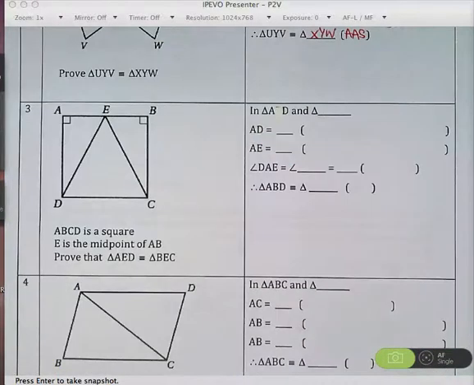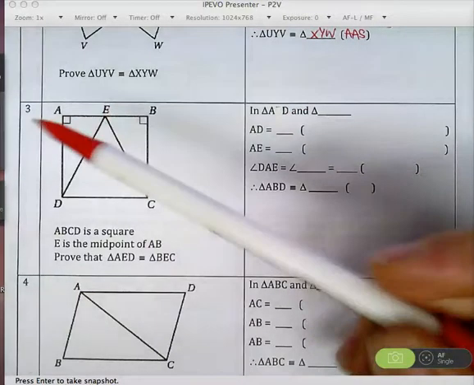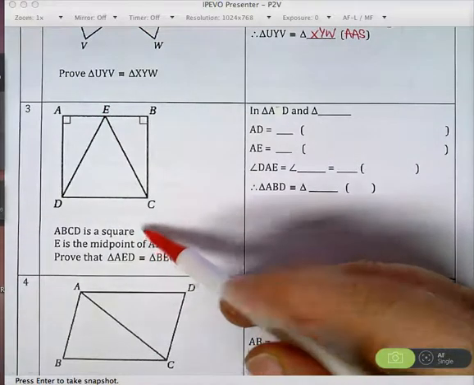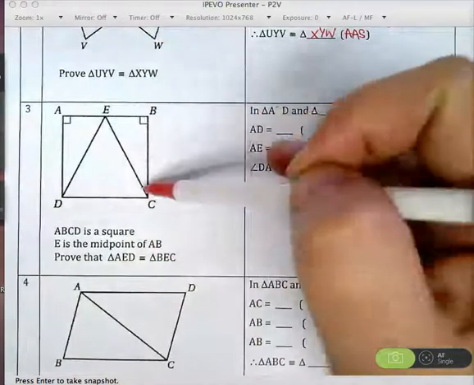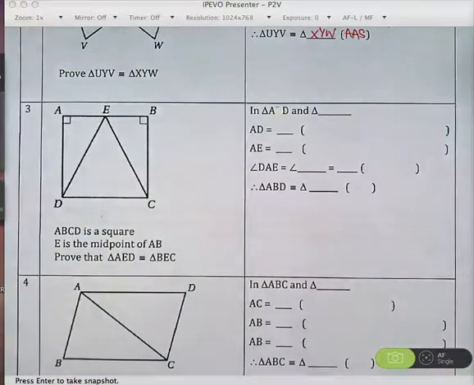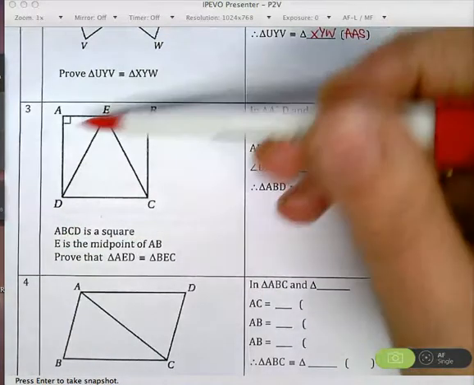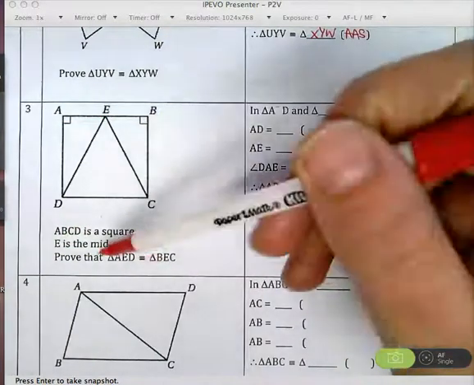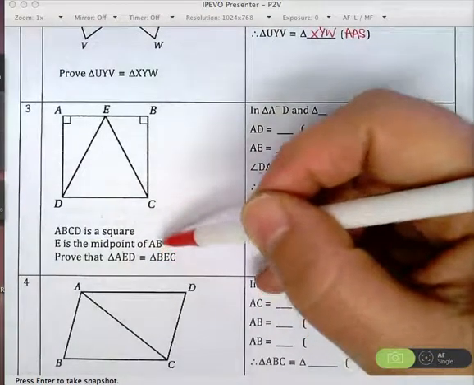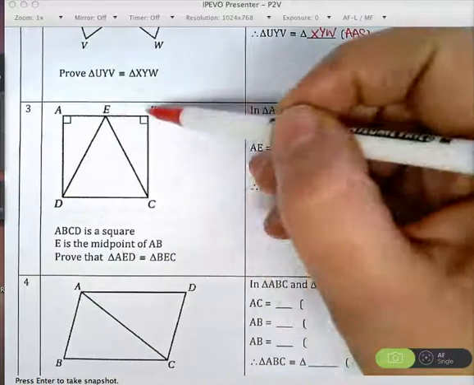Now for question 3. There's a little typing error just over here. We've got ABCD is a square. Because we're told that we can use any property of a square that we want to, such as all angles are right angles, that all four sides are equal or opposite sides are equal. We're also told that E is the midpoint of AB, and we have to prove that triangle AED is congruent to triangle BEC.